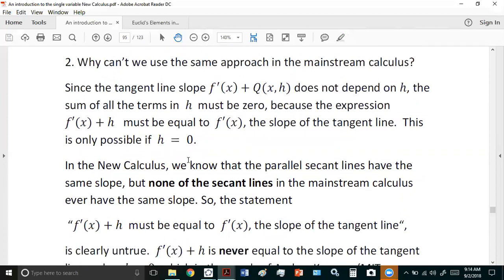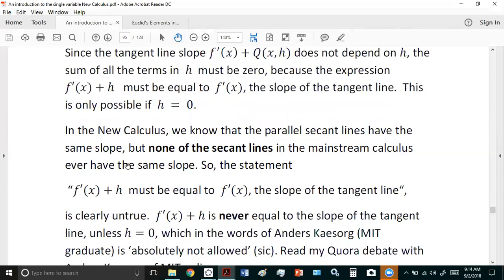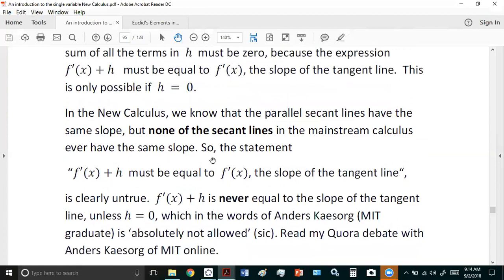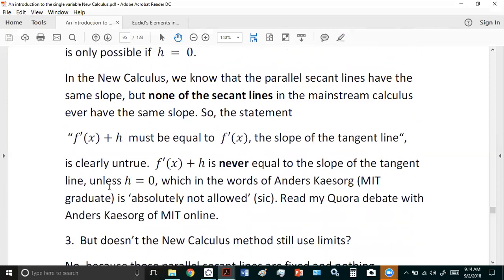In the new calculus, it's true that the auxiliary expression in m and n is always 0, and it doesn't rely on a secant line that is not parallel, all right? So we know that parallel secant lines have the same slope, but none of the secant lines in the mainstream calculus ever have the same slope, okay? So the statement must be equal to f of x is clearly untrue and impossible, in fact. Not only untrue, it's impossible. Well, they imply each other.